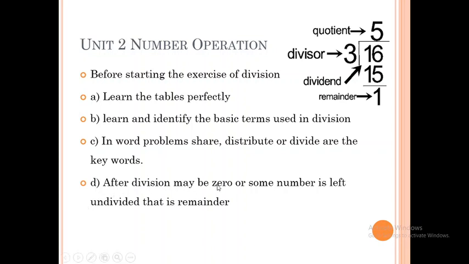After division, maybe 0 or some number is left undivided, that is called remainder. When you have learned about the terms, you will learn this thing, that the remainder may be 0 or may be some number. Both things are possible. It's not compulsory that you are always able to divide the number completely. Maybe some number is left there, or maybe you are able to divide completely and there is 0 remainder. Both cases are present and both types of sums you will solve in the exercise.